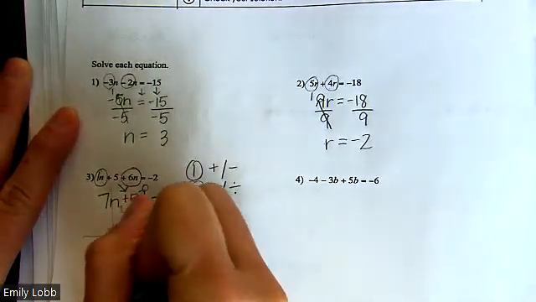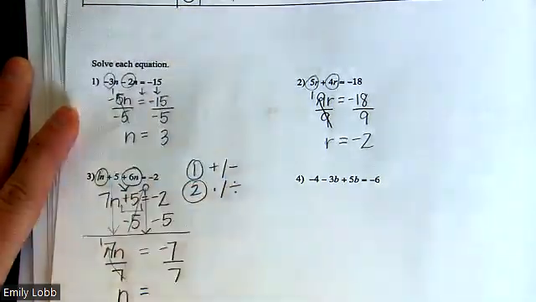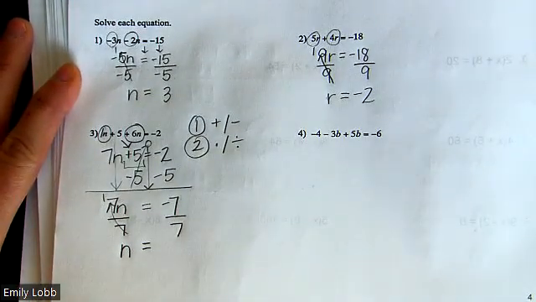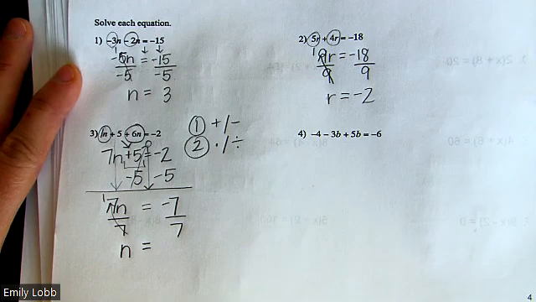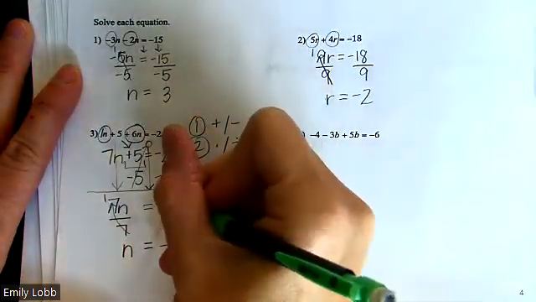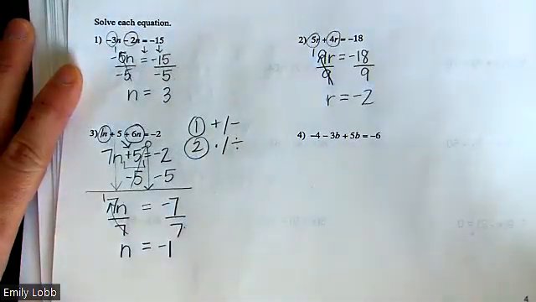7 divided by 7 is 1. 1n I write as n. I bring down my equal sign. What's -7 divided by 7, Anders? -1. Excellent. Anything divided by itself is 1, but I have a negative divided by a positive, so my answer has to be negative. What can I combine in number 4?